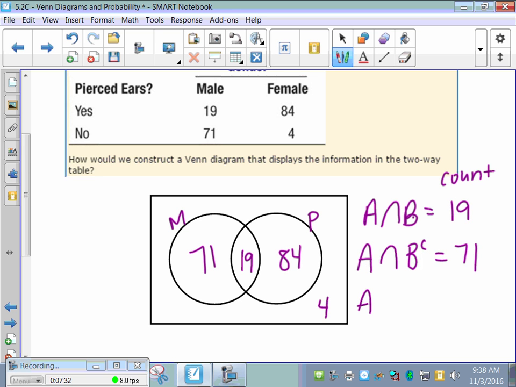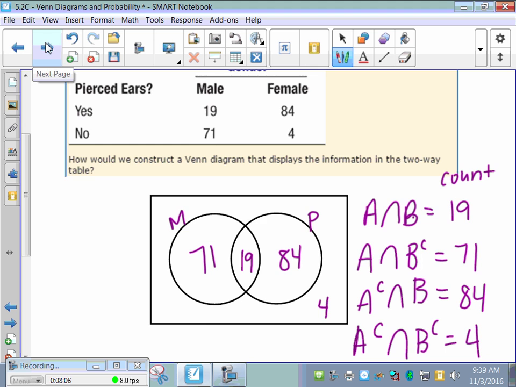And what if we do A complement intersect B? A complement means not male, intersect with pierced ears. If we're not male and have pierced ears, what number is that? 84. That was what was confusing us earlier. And what if they're both complement? So not male and not pierced ears. What number goes there? 4. All right, I think we got this.